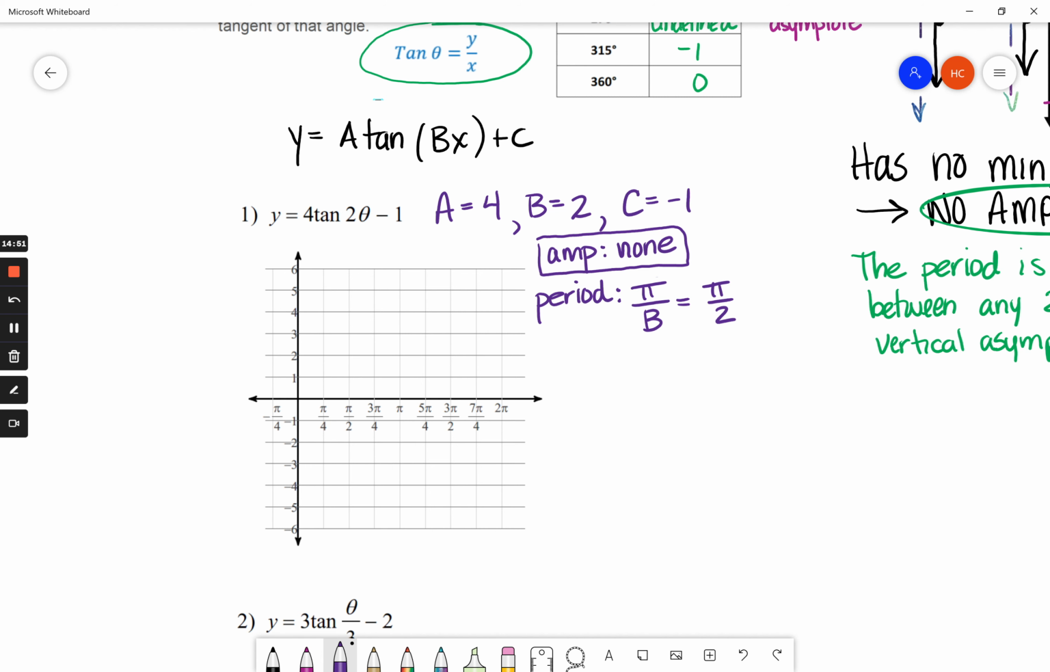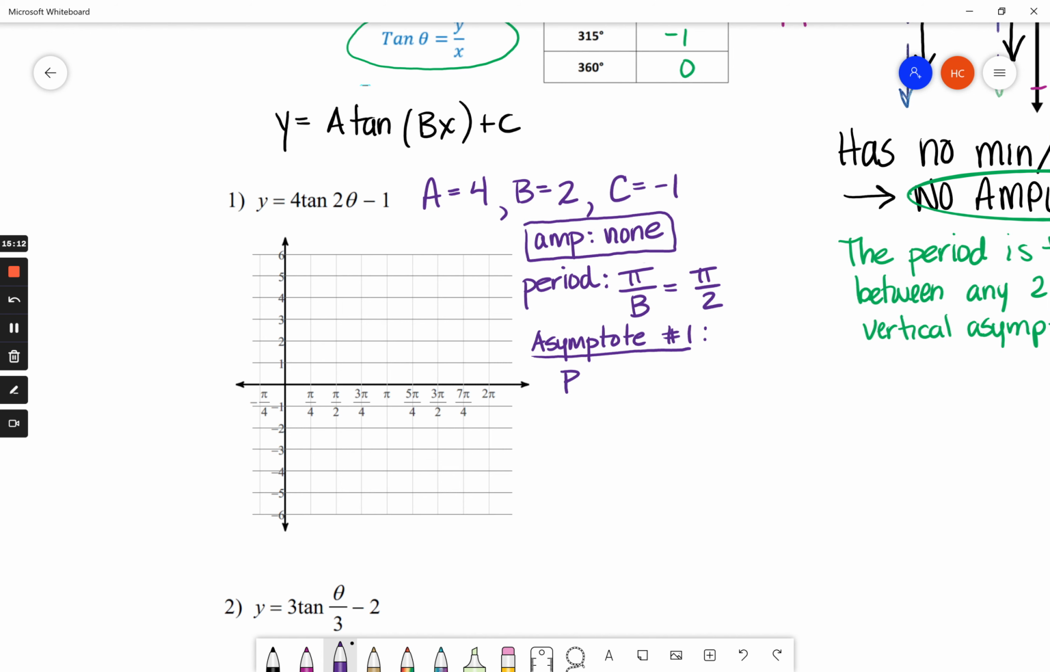Now, since we know that the length from one asymptote to another is pi over 2, let's figure out the equation of the first asymptote. Let's call it asymptote number 1. Asymptote number 1 can always be found by this equation: b times x equals pi over 2, and you are going to solve for x. Well, we know our b is 2. So 2 times x equals pi over 2 is the equation that I need to solve for.